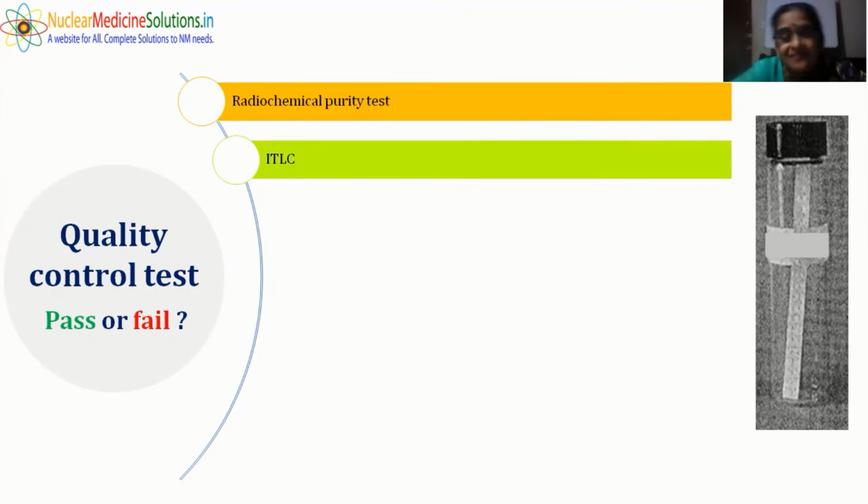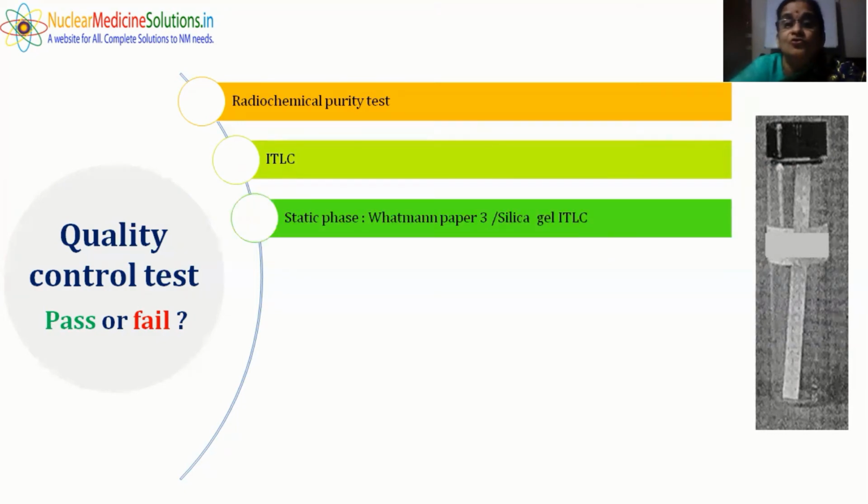We have to know the concentration or the fraction of the impurity by using ITLC, instantaneous thin layer chromatography. Whatman paper also can be used, or silica gel ITLC, and this is the stationary phase. Again, this is a chromatography method with almost the same principle of stationary and mobile phase, and getting the mobile phase out. But in the generator, it is about the production of the eluate.